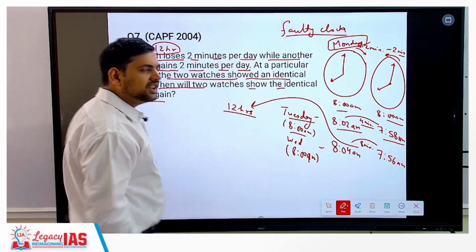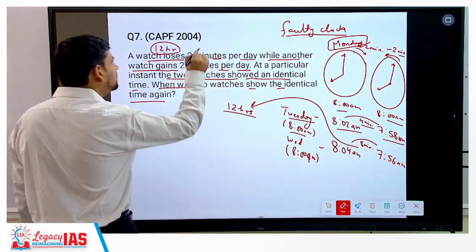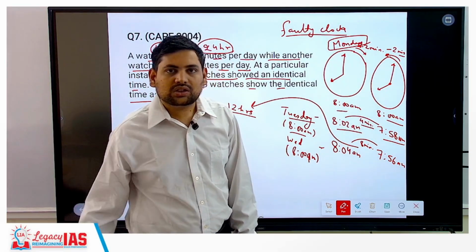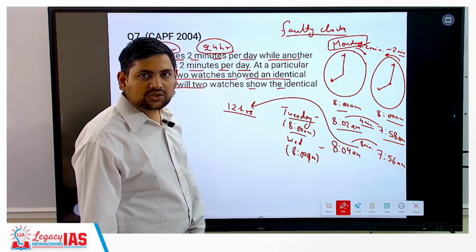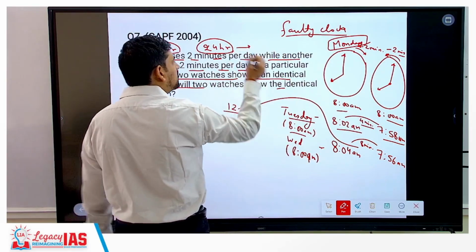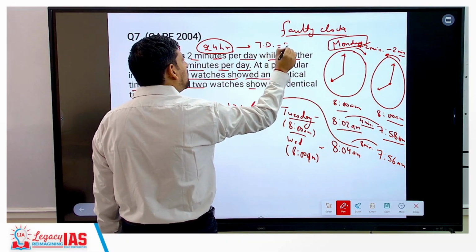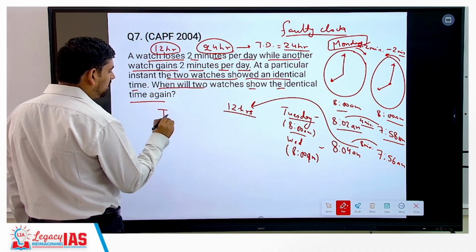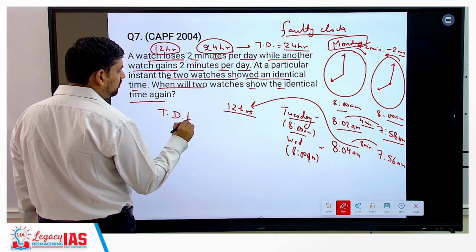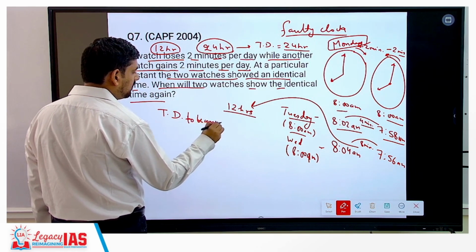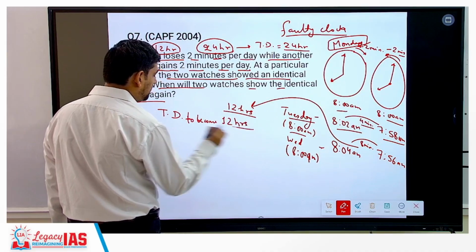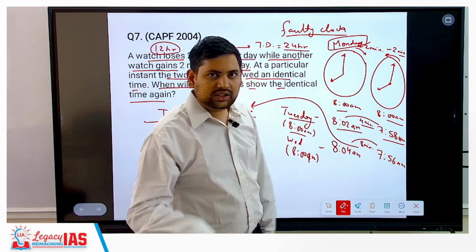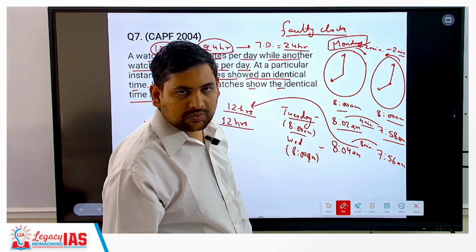Now usually when nothing is given in the question, we consider 12-hour clock. If it is written that this is a 24-hour clock, then when can they show same time? They can only show same time when both of them have a time difference equal to 24 hours. Correct? So in this question, you want the time difference to become 12 hours. How much time will it take for the time difference to become 12 hours?